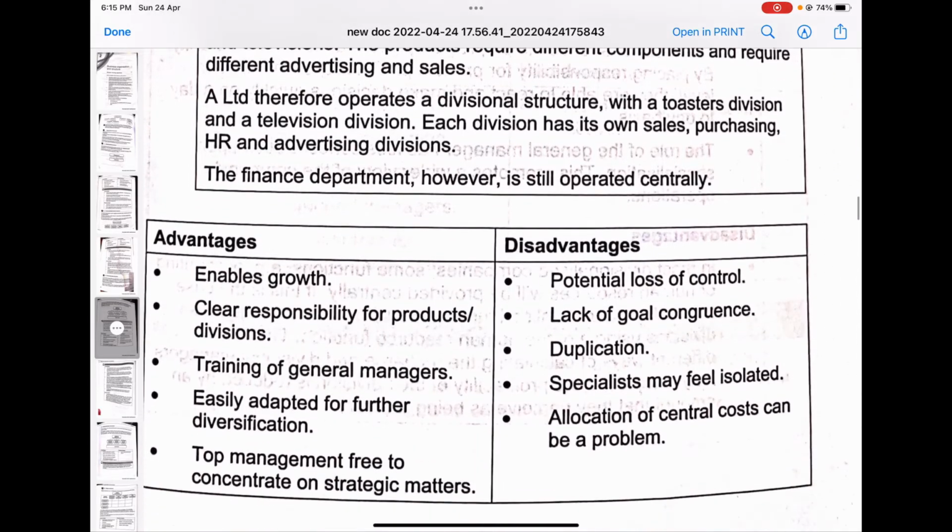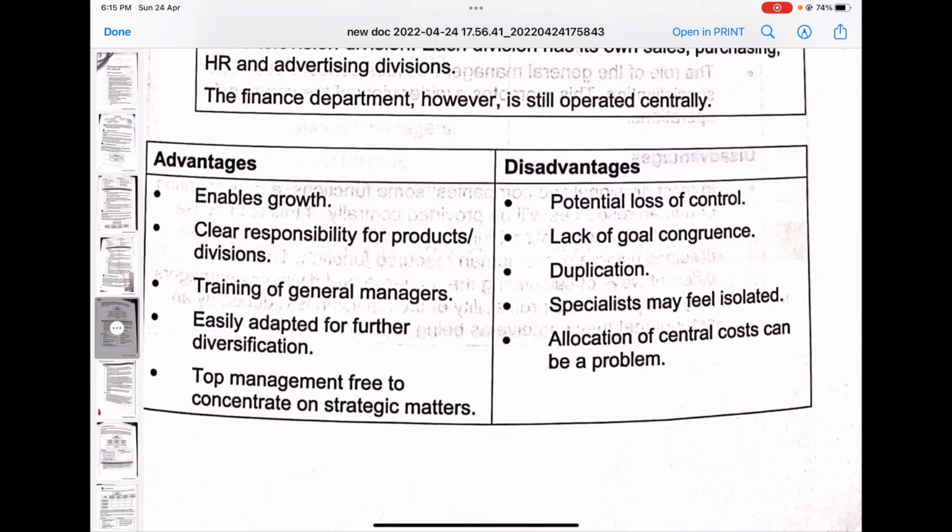Okay, so it enables growth. As we've seen in the functional or departmental structure, it is not really easy if you want to diversify or if you want growth. That's what we've learned, right? But when you come to divisional or product structure, it enables growth because it's very easy to add on another division without disturbing the existing divisions.